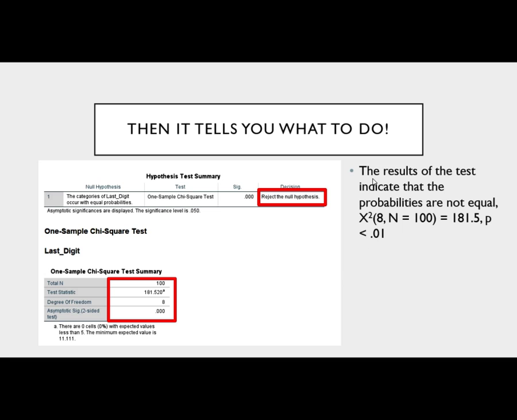So we stated our null and our alternate, we ran the test, and now we're going to state our conclusion. The results of the test indicate that the probabilities are not equal. Chi-square, and then you write the degrees of freedom first, comma, n equals whatever your sample size is. Then you say equals whatever the chi-square value was. P is less than 0.01.